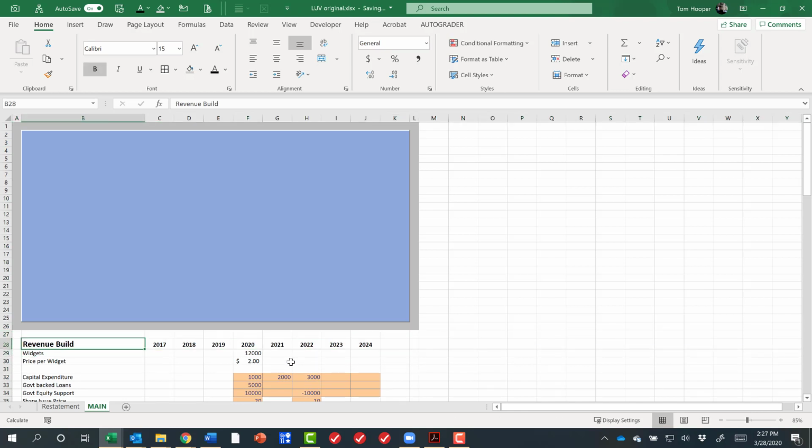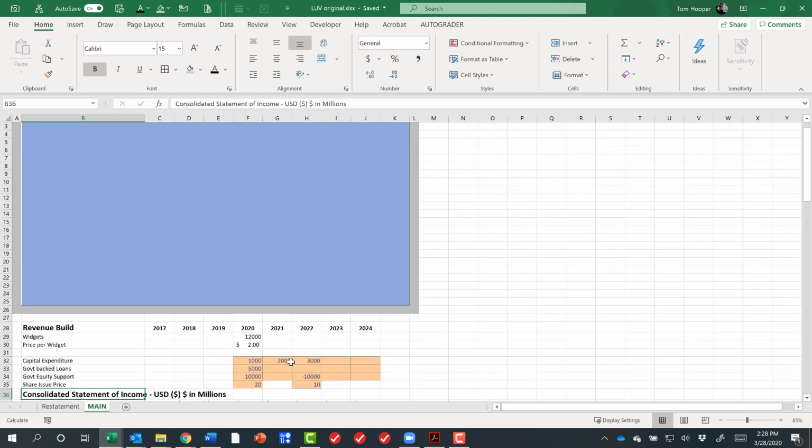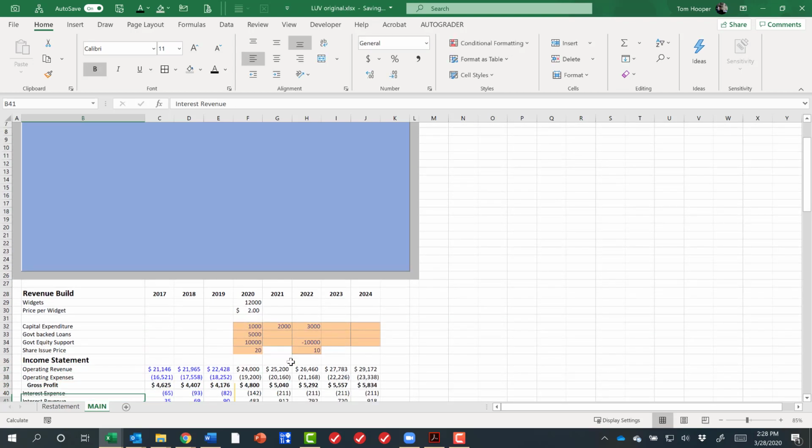And so your revenue build section, hopefully your company doesn't sell widgets, but anything that you want to put up here, feel free. Strongly recommend a capital expenditure line, any loans you want to consider, whether government or not, and any equity that you want to issue or buy back, whether government or not. Again, if you issue or buy back equity, then you're going to need to assume a share price. You don't have control over that, but you need to assume one so you can calculate the right number of shares. Probably should have called this an income statement before now, but we'll go with that.